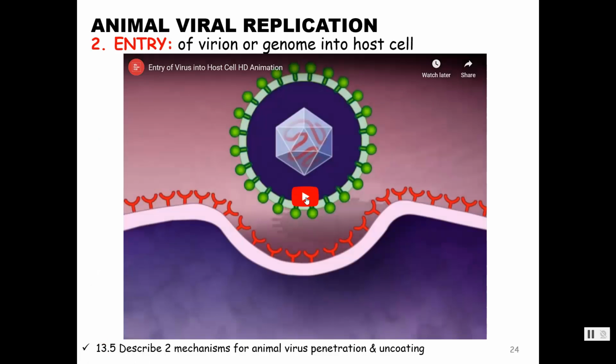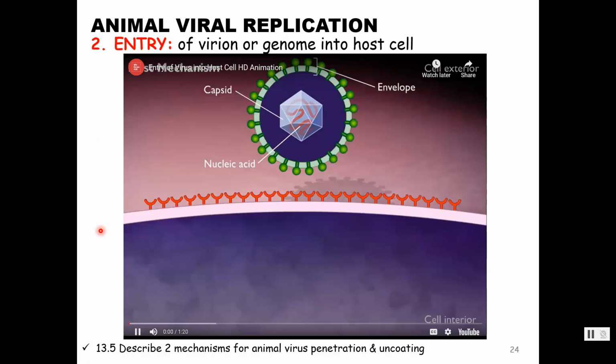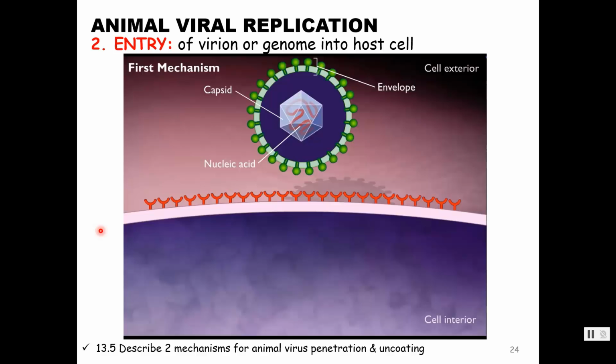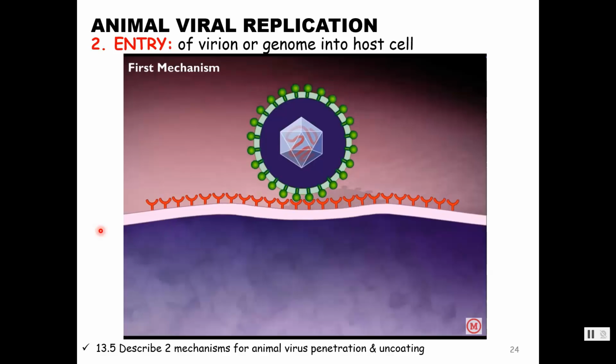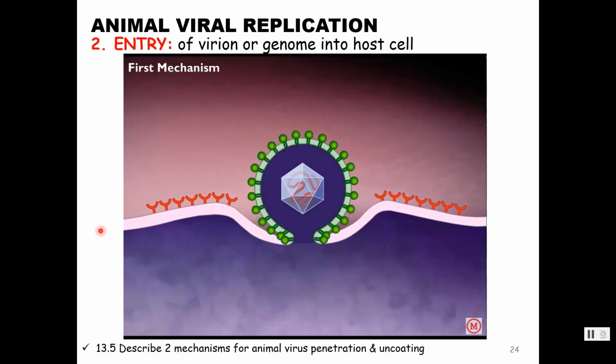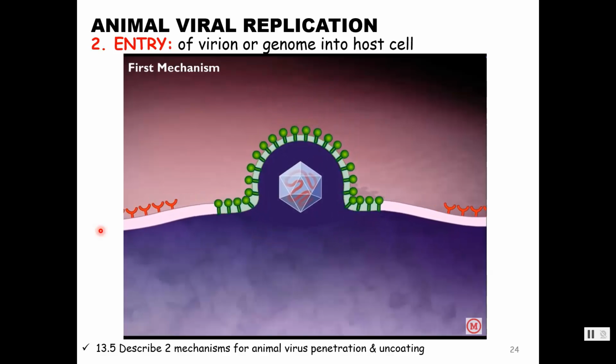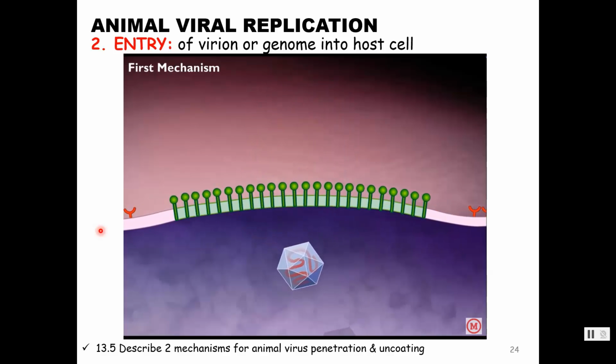So let's look at entry. There are two mechanisms by which enveloped viruses enter host cells. In one of the mechanisms, the virion attaches to host cell receptors by specific proteins on its surface called spikes. The envelope of the virus fuses with the plasma membrane of the host, and the nucleocapsid is released directly into the cytoplasm. The nucleic acid then separates from the protein coat.